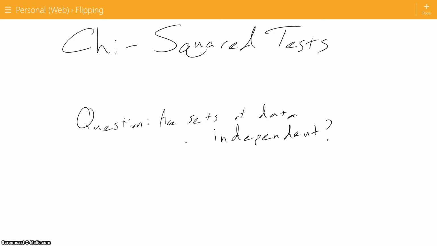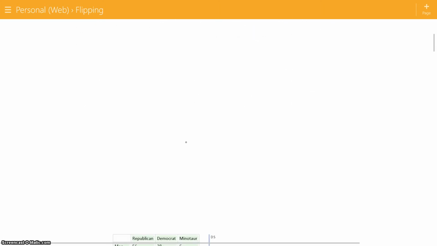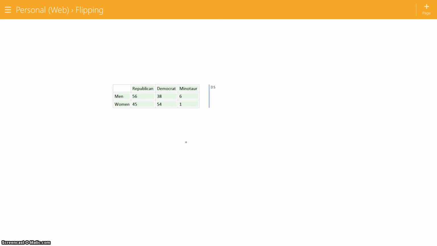Hello, Mr. Stone here, and we are going to look today at chi-squared tests, which are really going to answer the question, are sets of data independent from each other? There is a way that we can tell this rather than eyeballing it, and we can do it to a certain degree of accuracy as well. So let's look at some voting records. Let's say this is the record of voting for a particular election, broken down by gender.